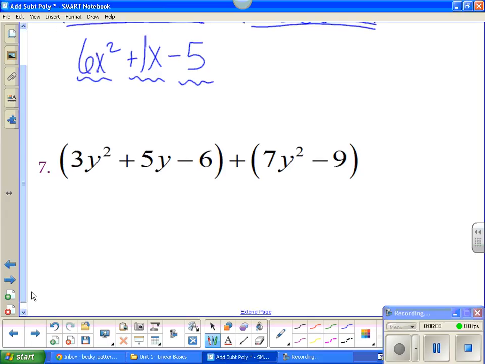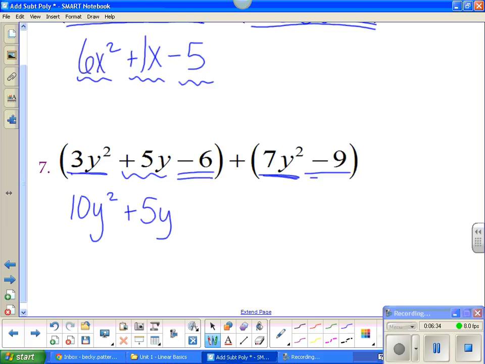So in looking at number 7, I look at my y squared term, and he has a like term right here. So that'd be 3y squared plus 7y squared, which is 10y squared. And then I have a positive 5y. And if you look carefully, you'll see that he doesn't have any like terms. So I'm just going to bring him down, positive 5y. And then I have this negative 6 and that negative 9. And when I add those together, that gives me a negative 15. And again, my final answer is in descending order with my second power and then my first power and then my term that doesn't have a y.